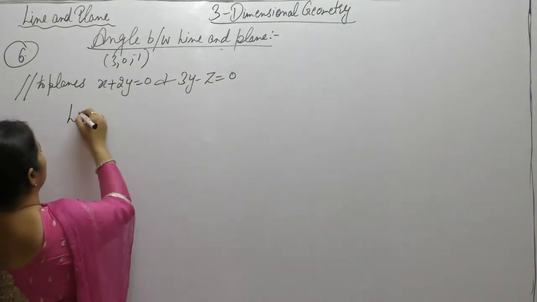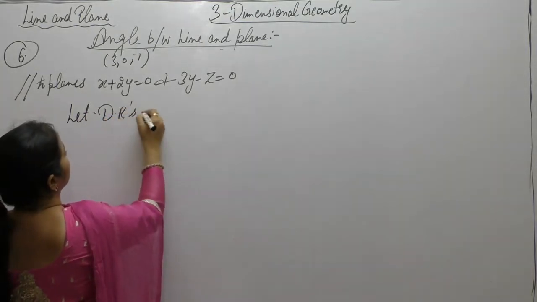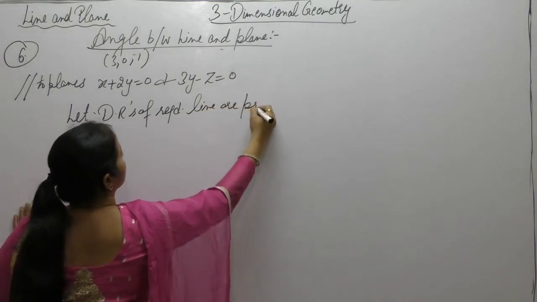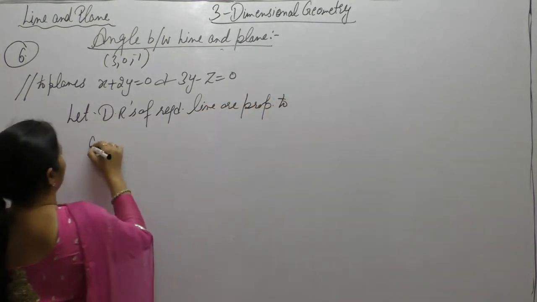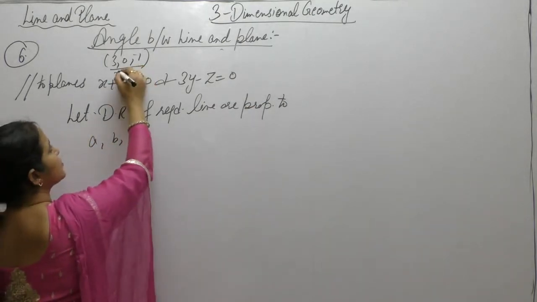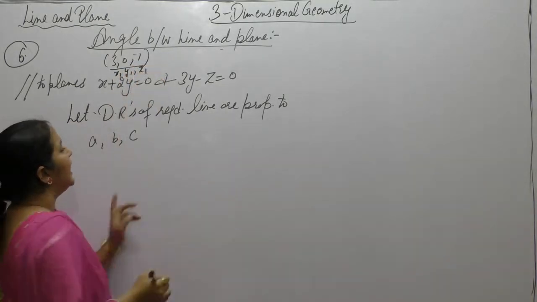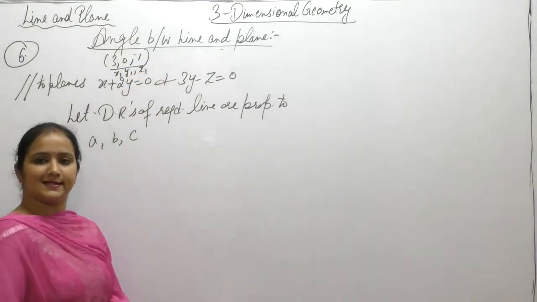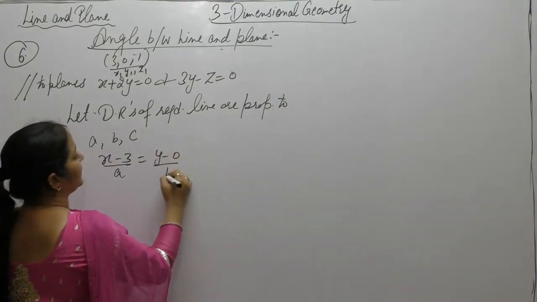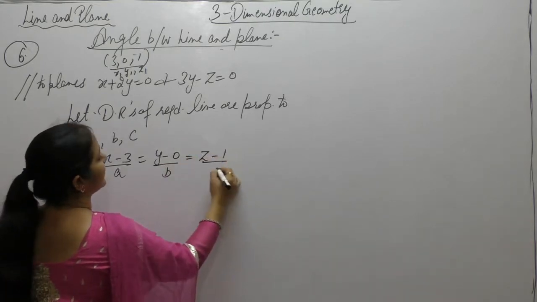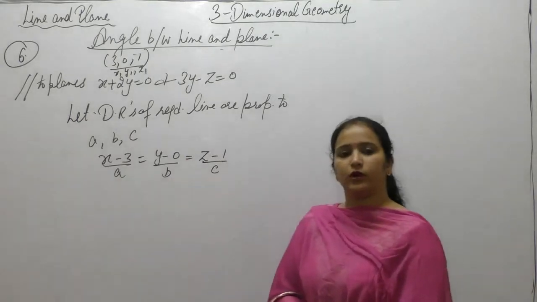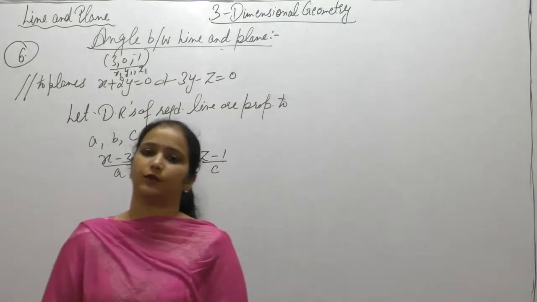Let direction ratios of required line are proportional to A, B and C. Now equation of line which passes through this point x1, y1, z1 and whose direction ratios are A, B and C is (x minus x1) upon A, (y minus y1) upon B, (z minus z1) upon C. Now we do not have the value of A, B, C. We want to find the value of A, B, C to find the equation of line.